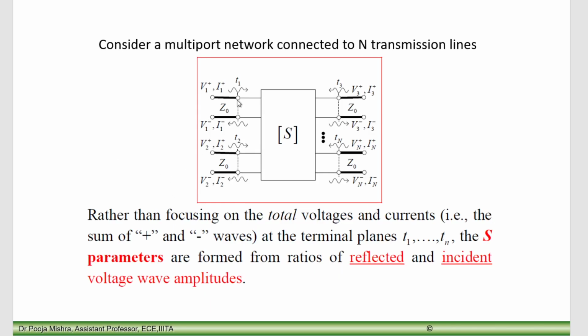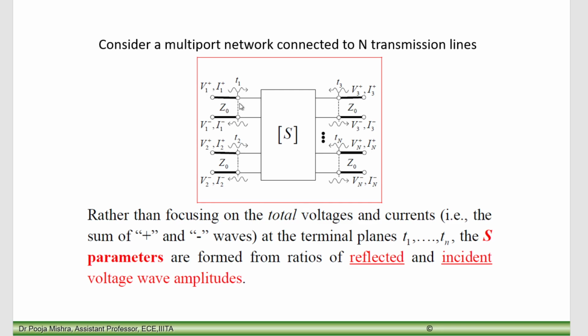Consider a multi-port network connected to n transmission lines. These are the transmission lines, and we have to measure the scattering matrix. At each transmission line, we have considered the incident voltages and currents. The plus sign denotes the incident part and the negative sign shows the reflected part.